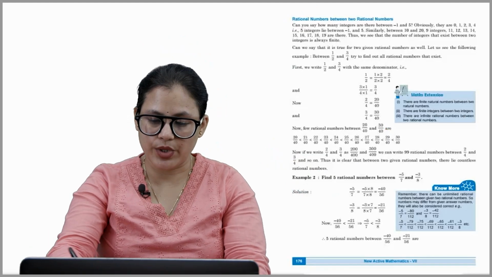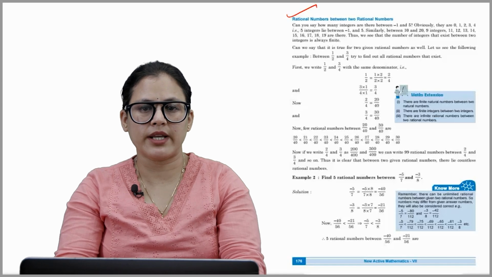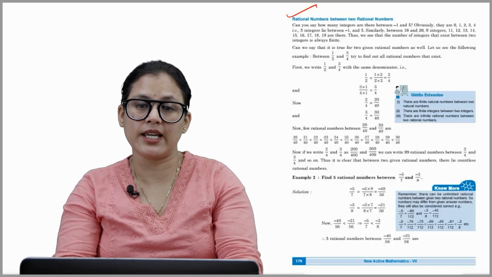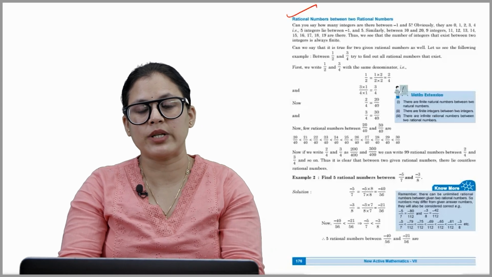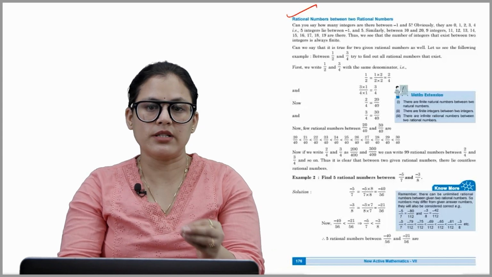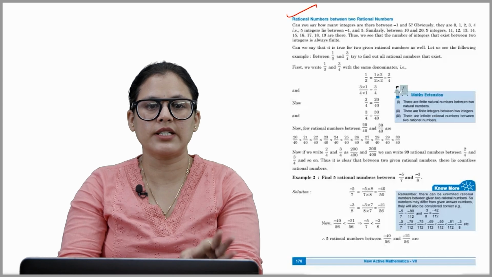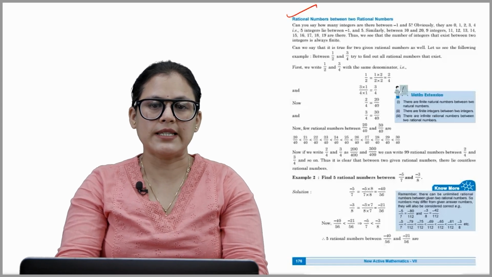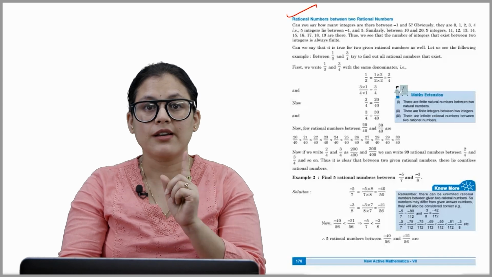Rational numbers between two rational numbers. Can you say how many integers are there between minus 1 and 5? Obviously, they are 0, 1, 2, 3, 4. That is 5 integers lie between minus 1 and 5. Similarly, between 10 and 20, 9 integers, that is 11, 12, 13, 14, 15, 16, 17, 18, 19 are there. Thus, we see that the number of integers that exist between two integers is always finite.